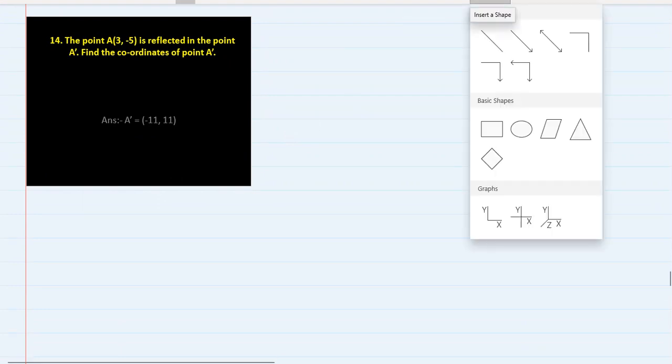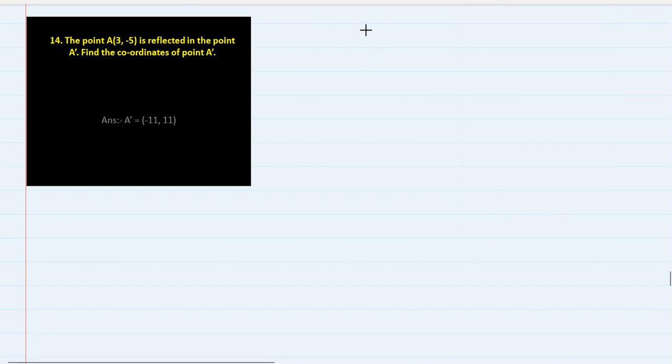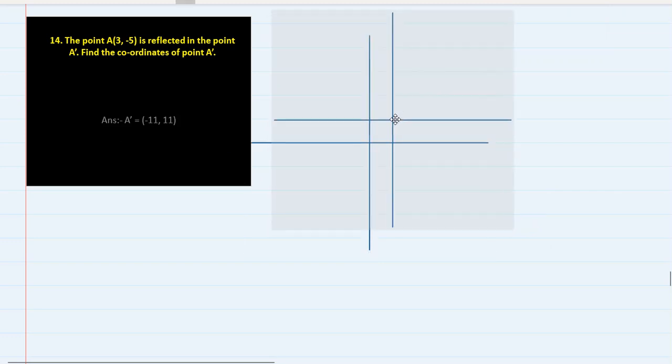The point A, 3, minus 5 is reflected in the point A dash. Find the coordinates of A dash. Wow, beautiful, lovely question. Let me show you with the help of a Cartesian plane, because that will be easy to understand.